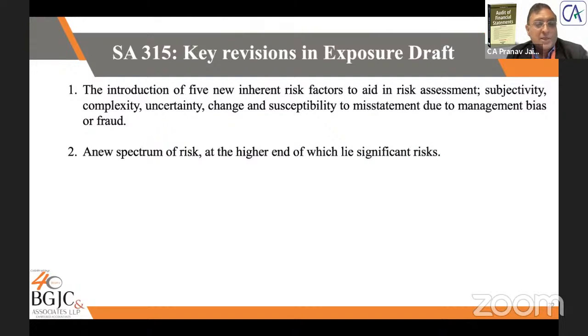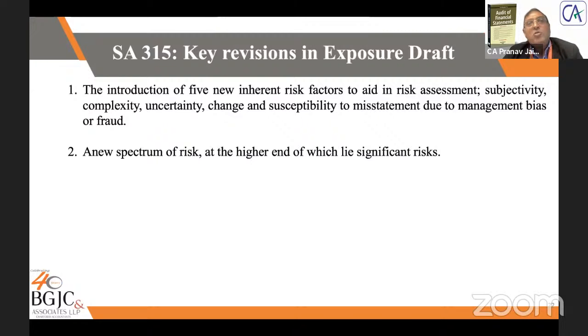It talks about a new spectrum of risk, at the higher end of which lies significant risk. So basically, it talks about the likelihood and magnitude when you are assessing the risk of material misstatement. Let me give you an example. Let us consider a very large company with a turnover of 2,000, 3,000 crores, multi-location, a very high net worth, and a cash-rich company with hardly any loans. There is a cash balance of 2.5 lakhs, and it is in the custody of a cashier, and cash is hardly physically verified at any point of time. And the cashier has been there for almost 15 to 20 years. So here the likelihood of defalcation of cash is high because there is no proper control over cash. There is no physical verification or surprise check.